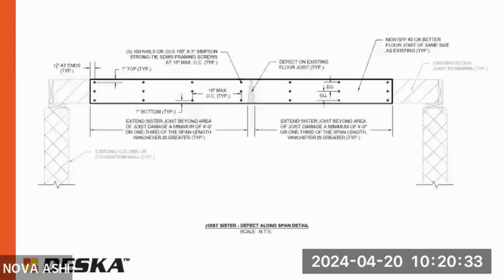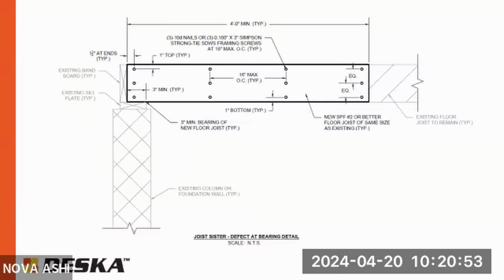This is a full-length sister, but this is a partial length sister, let's say there's mechanicals and an HVAC system in the way. You don't necessarily have to do a full length, but it has to meet a certain development length to transfer that load back to the joist. Same thing, if your defect is at the bearing, you don't have to do a full length sister necessarily. But you have to be able to develop that strength back into the joist to a good solid part of the joist that's going to be able to handle the loads.